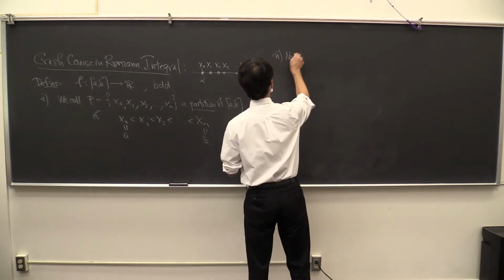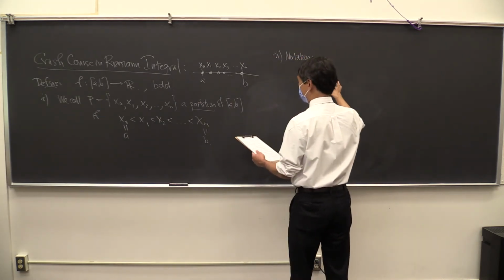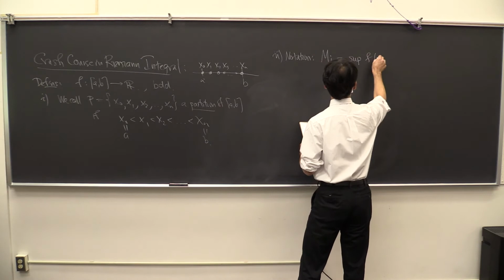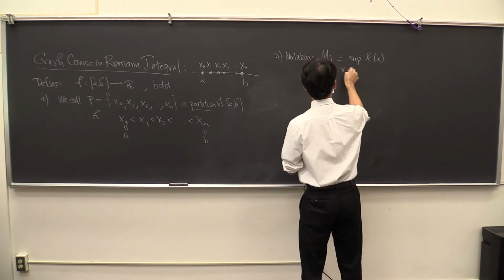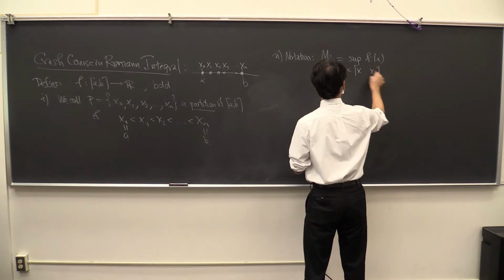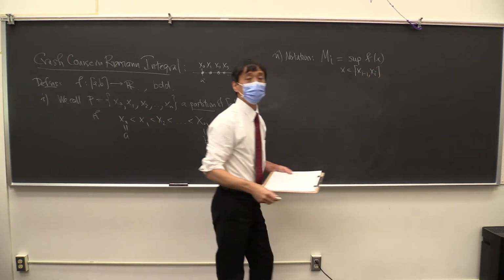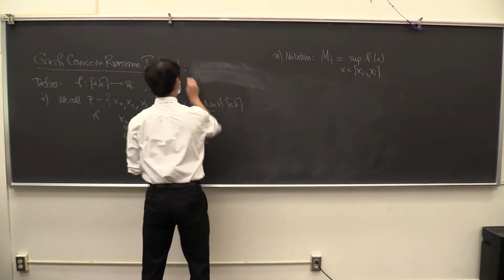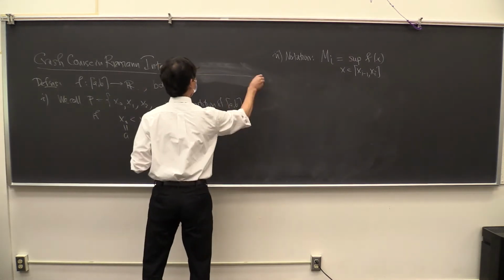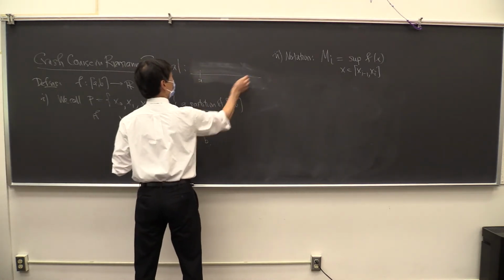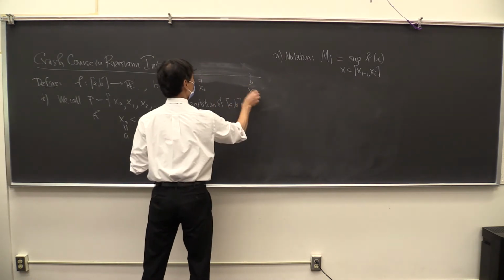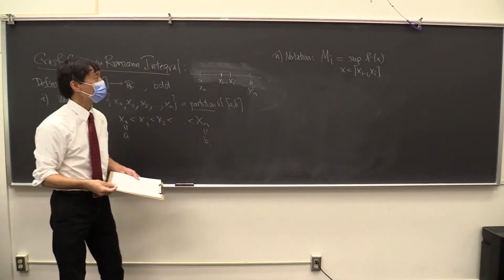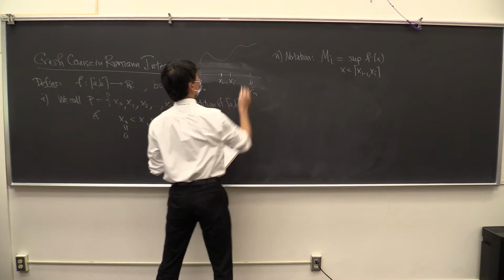Some notation. We're going to let M sub i denote the supremum of f(x) as x ranges over the ith interval. So you have some function. Here's a, here's b. We're also calling those x0 and xn. And then there's the ith interval, going from x sub i minus 1 to x sub i. You've got your function going on here.